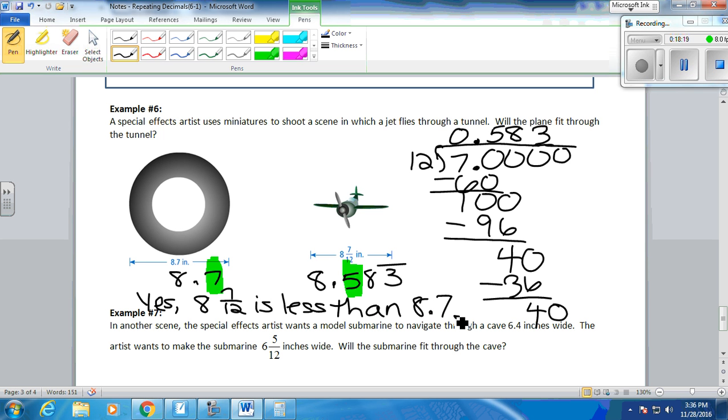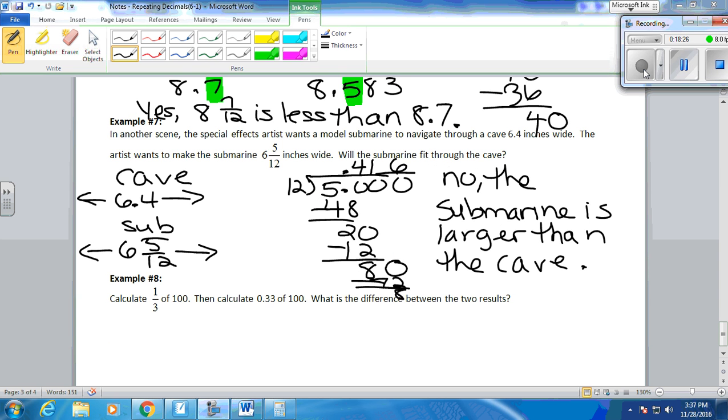Okay. Number 7, very similar to number 6, so go ahead and give that one a shot. Okay, so just for my sanity, I'm writing down the cave of 6 4/10 inches, the sub of 6 5/12 inches, and I am now trying to change 5/12 to a decimal, and I see that they both go to a 4 in the tenths place. So for the cave, it would be 6.40. This one would be 6.41, which shows that the sub is bigger than the cave, so the submarine will not fit in the cave.